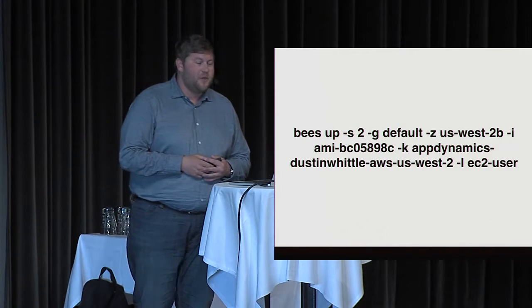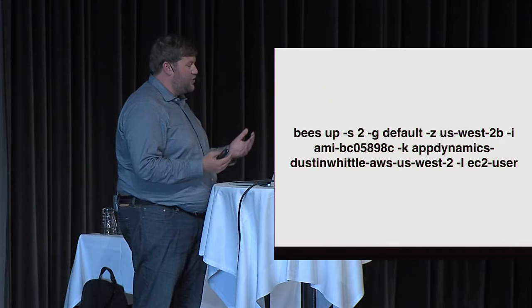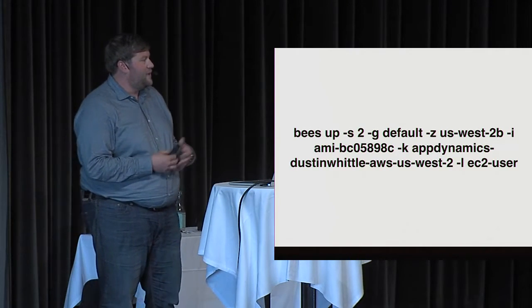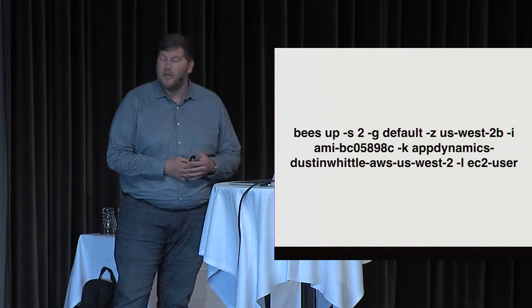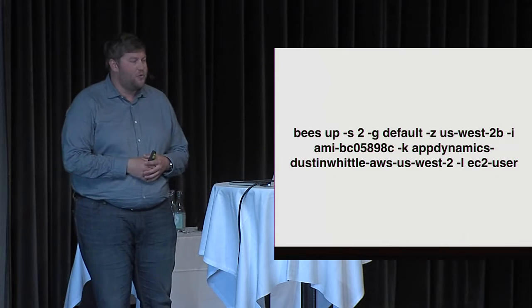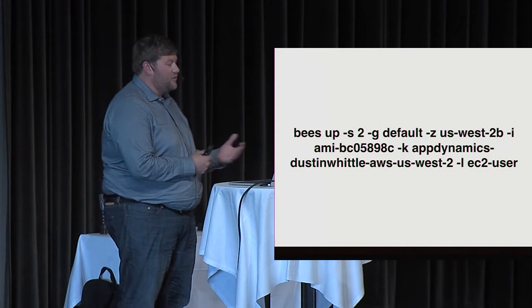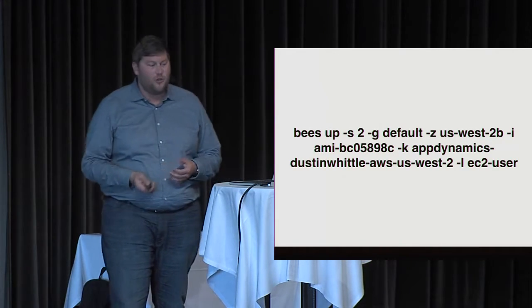In this case, I just want to run 2 servers, but this could easily be 10 or 200, depending on the level of concurrency that I want to generate. So here we'll call bees up -s 2. So -s servers, the number of instances I want to turn on, 2. And then the rest you could pretty much ignore, but the idea is that I want to be in the default security group in the US West 2B data center, or availability zone, and I want to use this SSH key and user to log in.